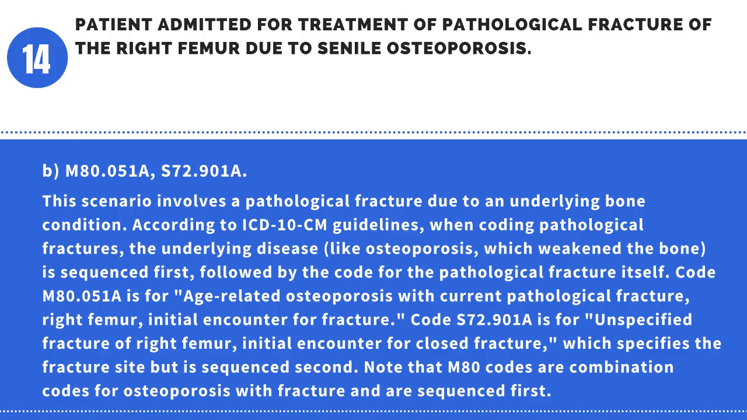Code M80.051A is for age-related osteoporosis with current pathological fracture, right femur, initial encounter for fracture. Code S72.901A is for unspecified fracture of right femur, initial encounter for closed fracture, which specifies the fracture site but is sequenced second. Note that M80 codes are combination codes for osteoporosis with fracture and are sequenced first.